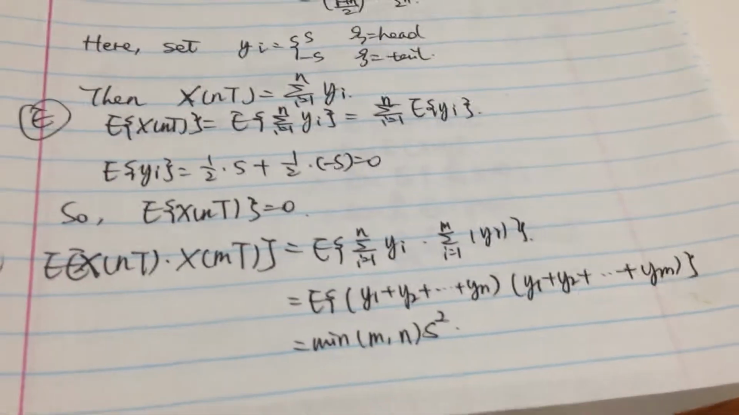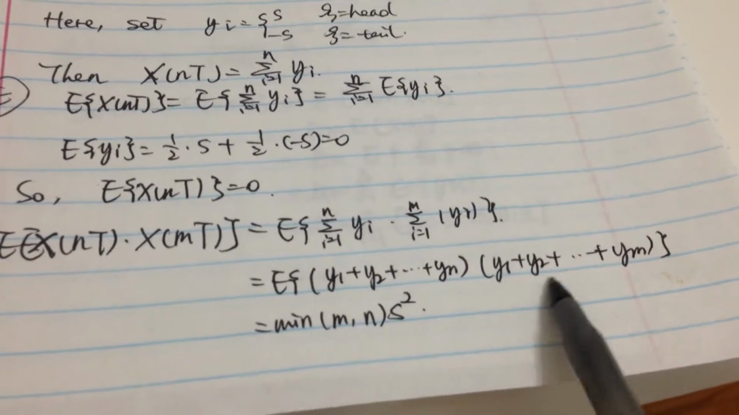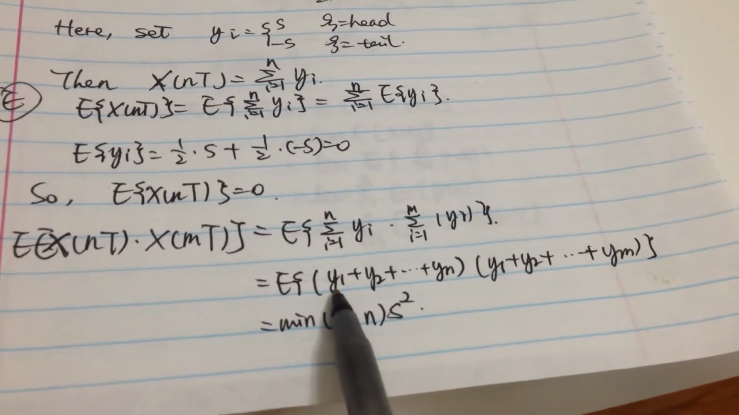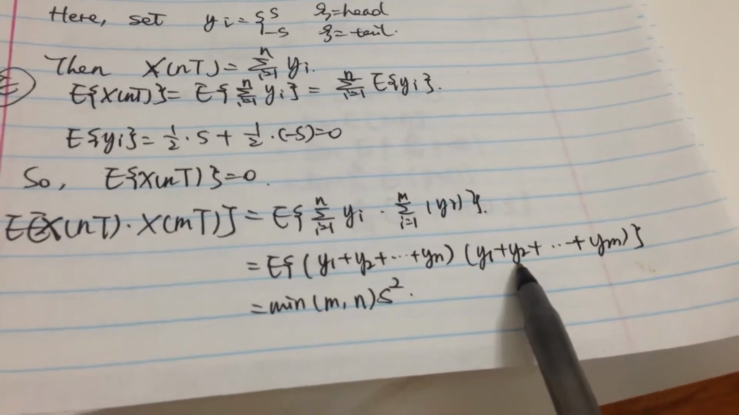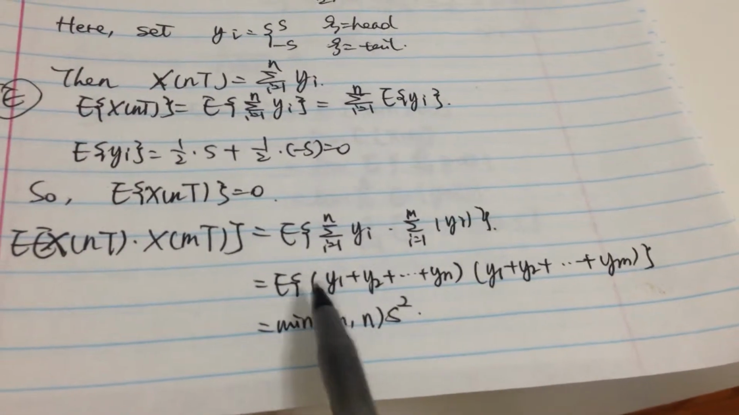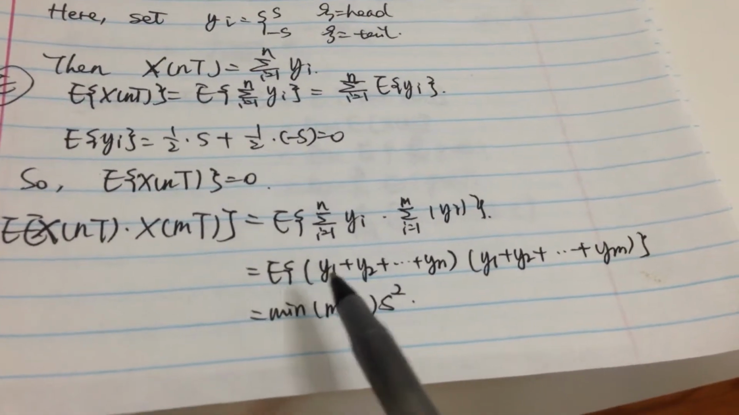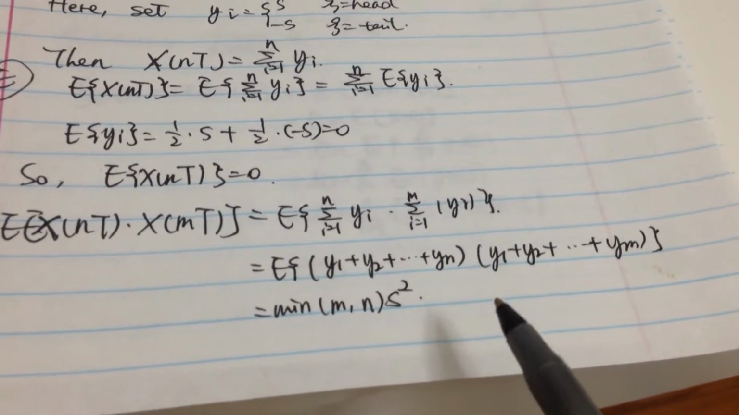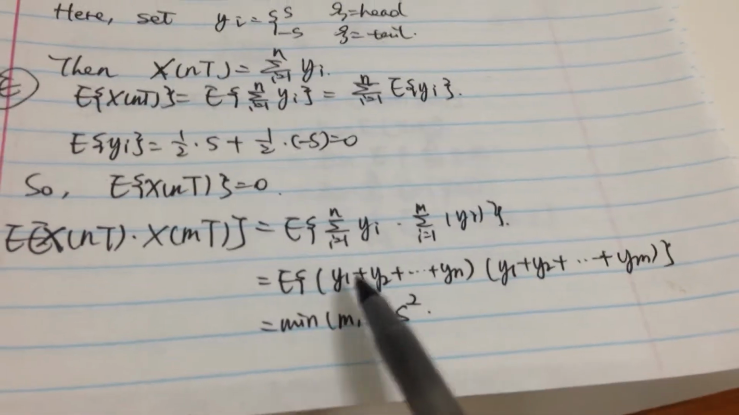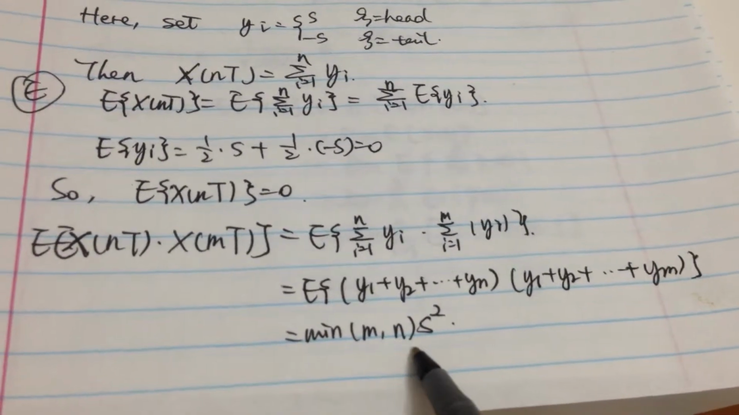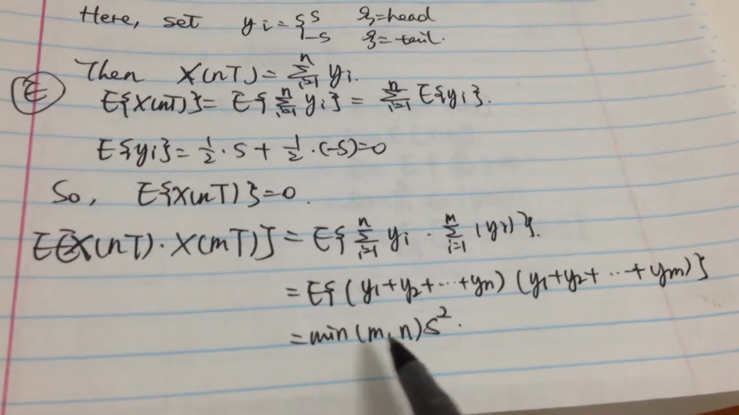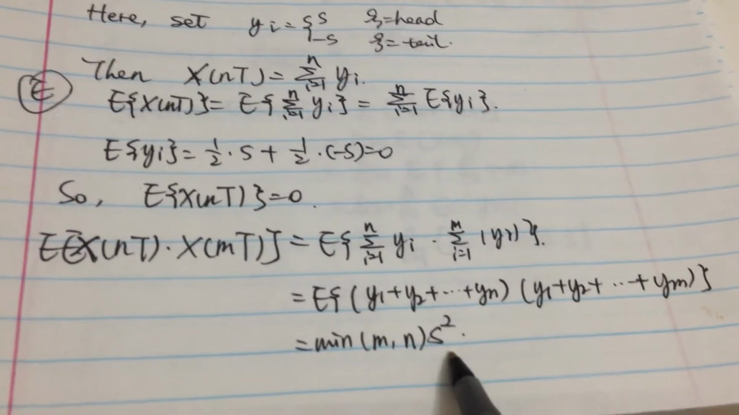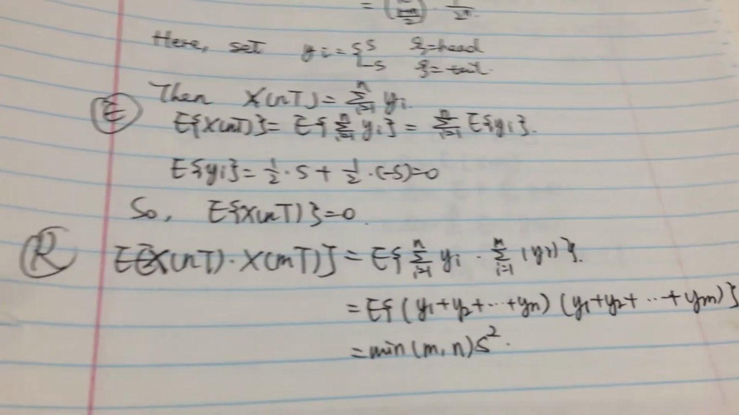In a similar way, I just need to open everything out. But we could find that y1 and y2 are independent. So actually we just need to calculate y1 times y1, y2 times y2. So actually the minimum of i and j matters. So later just times sigma square. So here's the result.